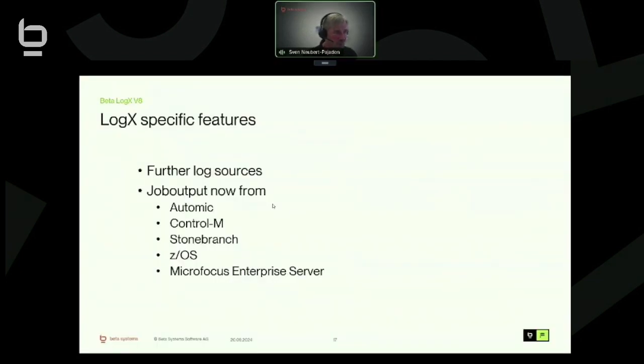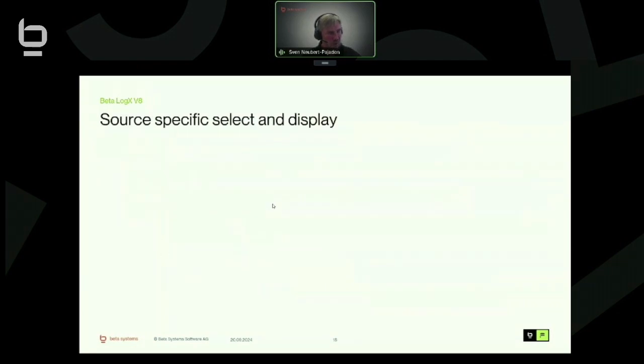We have those sources. We have Atomic for quite a while. We have Control-M for quite a while. Beginning of this year, we actually released Stonebranch, and we have z/OS input that we can handle. And we will release in the next days also the reader for Micro Focus Enterprise Server output. So these are the job output sources that we support with BetaLogX.